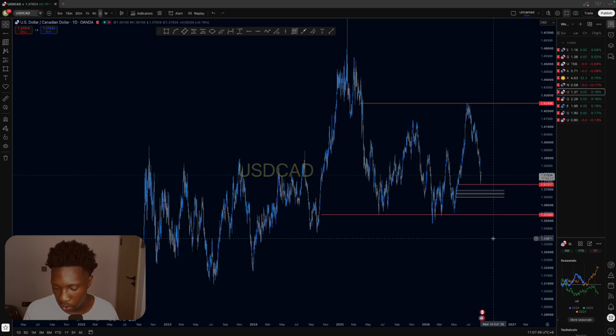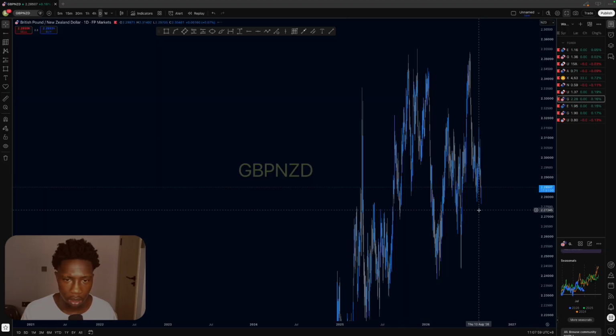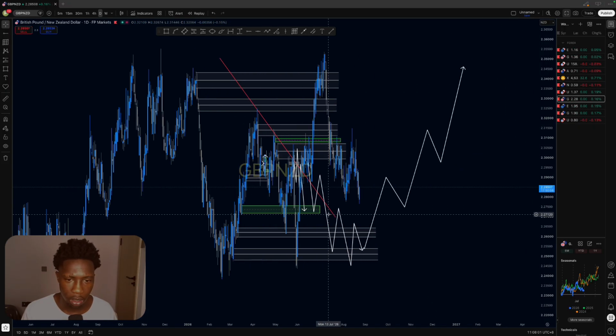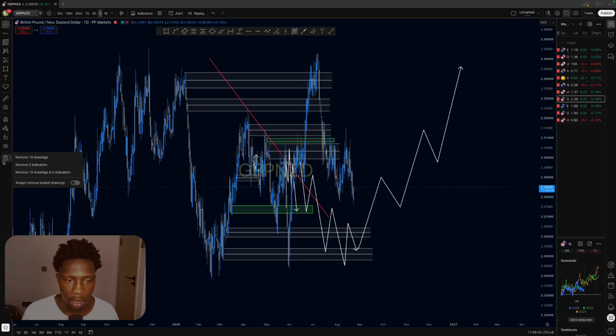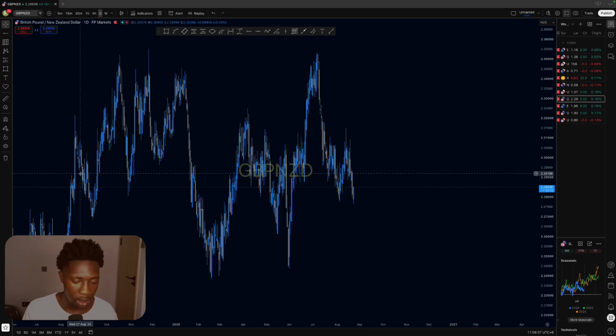So right now we'll go to other pairs, and sorry for the mess, this is another page.